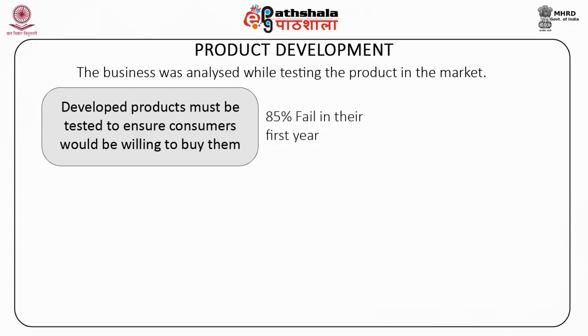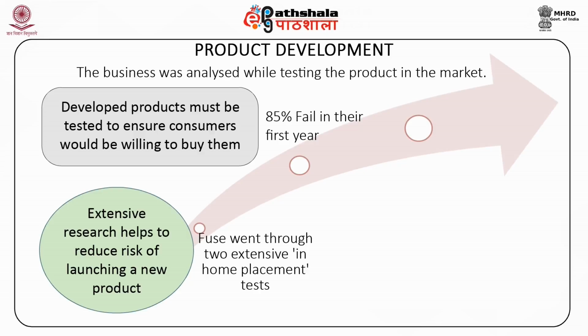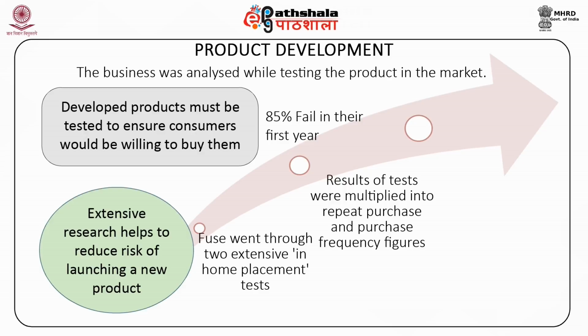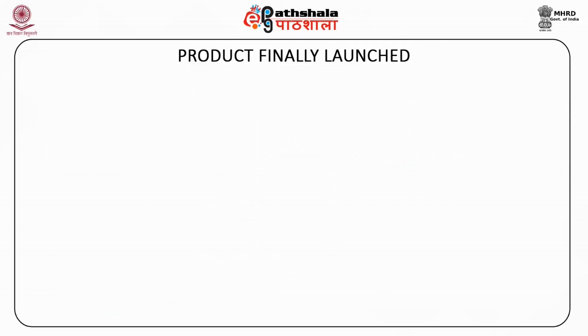Approximately 85% of all new products launched into grocery and allied trade sectors fail in their first year. Extensive research helps to reduce the risk of launching a new product into an already competitive market. Fuse went through two extensive in-home placement tests. The results for these tests were multiplied to repeat purchase and purchase frequency figures to allow Cadbury to anticipate the volume of bars required for launch of Fuse and post-launch. Then the product was finally launched.